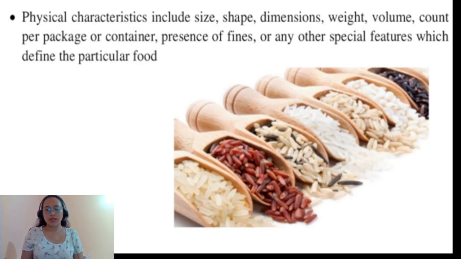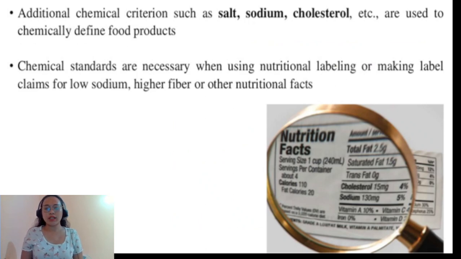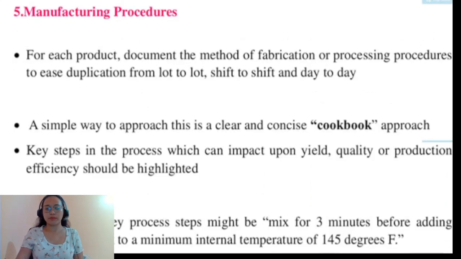As you can see in the pictures, there is an example of their size, color, volume, and weight. It must be uniform. Then, additional chemical criteria such as salt, sodium, cholesterol, etc., are used to chemically define food products. Chemical standards are necessary when using nutritional labeling or making label claims for low sodium, higher fiber, or other nutritional facts, as you can see in the example picture. Next is the manufacturing procedures.